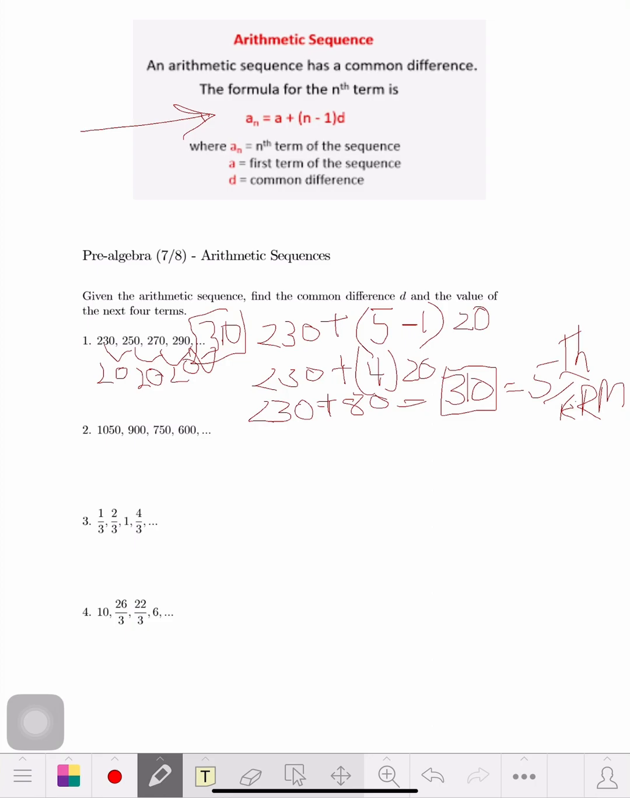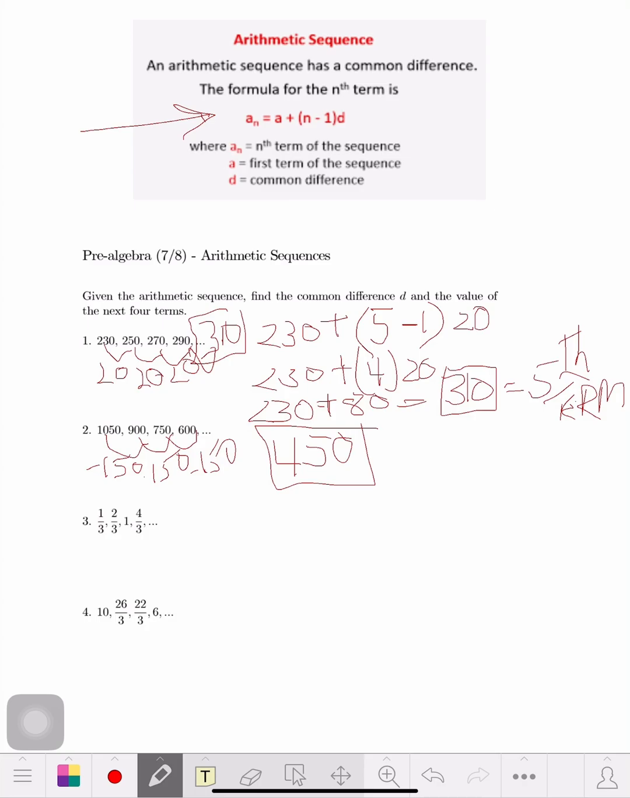So what I'm going to do now is go the old-fashioned way, because we only got to do 4 of them. On this next one, we got 1050 to 900. Looks like we subtracted 150. It's a negative 150 that came off each one. So 600 minus that, 450 is the answer. Or you can plug it in this formula and you're going to get that.